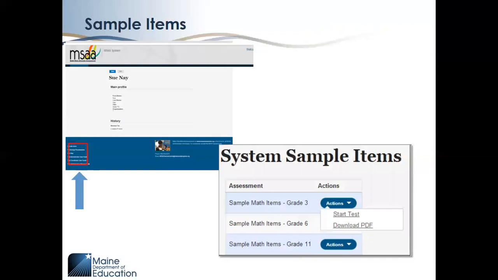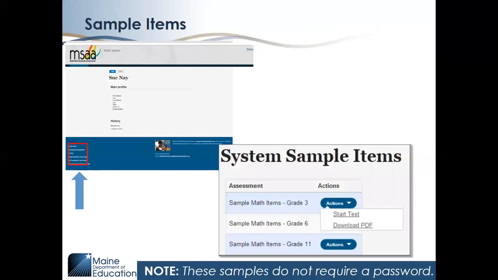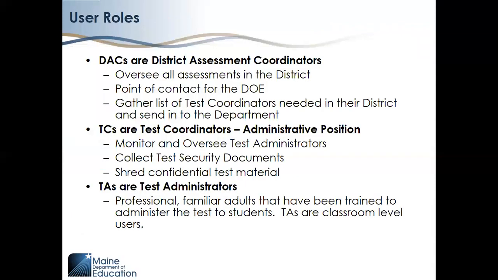MSAA utilizes 4 different types of users. Each user has a different role. The state lead is myself, Sune, who has permission to go into most every part of the system and to look at user and student information. DACs are our district assessment coordinators that provide the information for us to upload our TCs and TAs into the system, and they are our point of contact for the DOE.